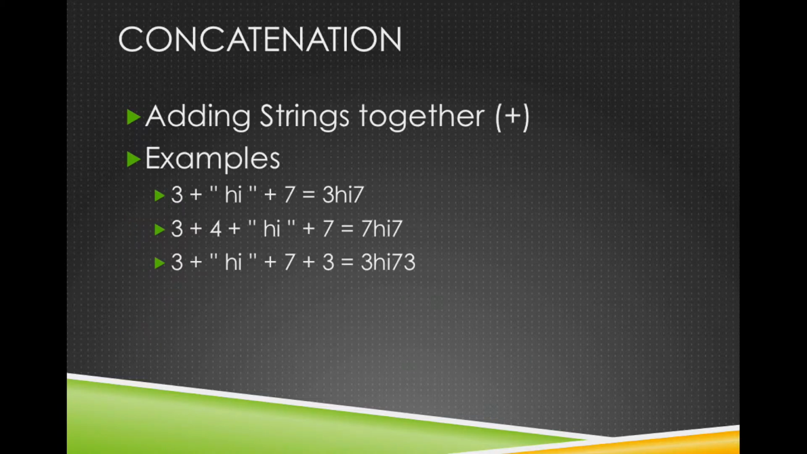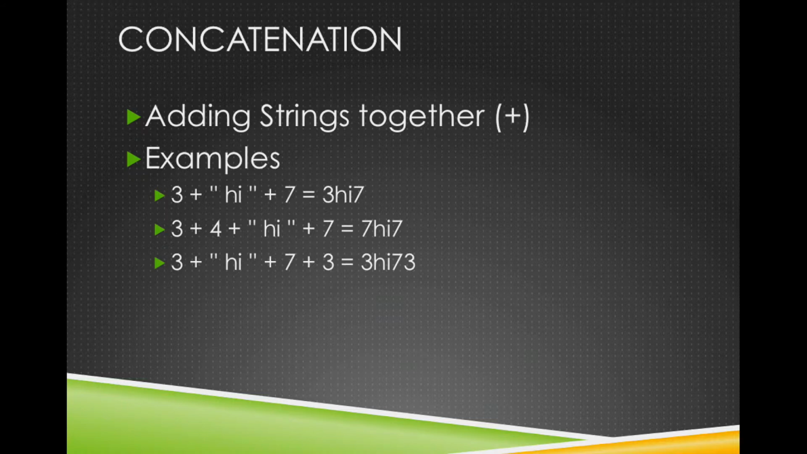Addition can have two purposes. You can add numbers together. However, if you're adding strings together, it's called concatenation, and that's just pasting the two strings together. If you're adding numbers with strings, the numbers will implicitly be casted into a string. So if you add 3 plus hi plus 7, you're going to get 3hi7, and that will be a string value. However, if you get 3 plus 4 plus hi plus 7, you'll be adding 3 and 4 first, so you'll get 7 plus hi plus 7, so it's 7hi7.